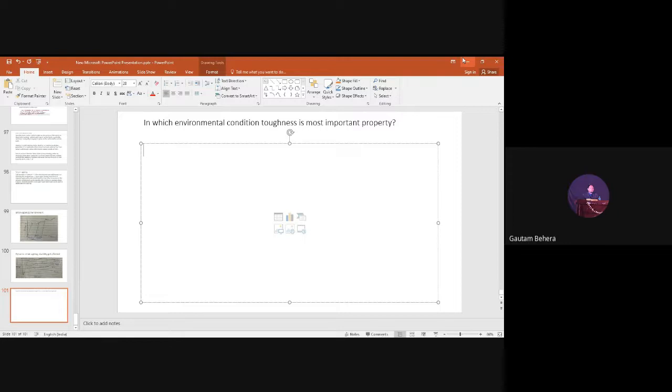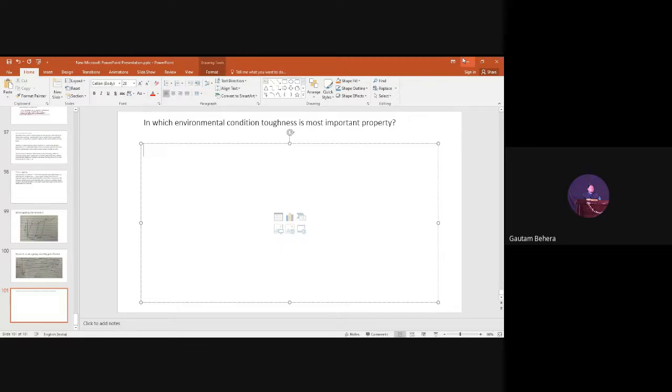Okay, I'll stop here. We'll continue our lecture from the next class. The low temperature toughness means below 0 degree? Below 0 degree, it is not like that. There is a particular temperature for particular materials, right?